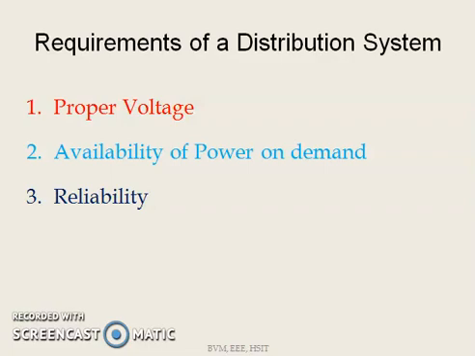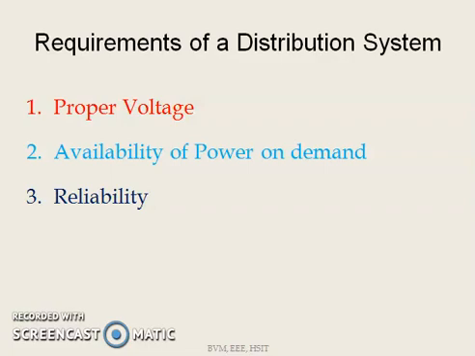Let us first discuss the requirements of a good distribution system. There are three requirements basically. One is a proper voltage, another one is availability of power on demand, and third one is reliability. So a considerable amount of effort is necessary to maintain an electric power supply within the required limits, you can say, requirements of various types of consumers.